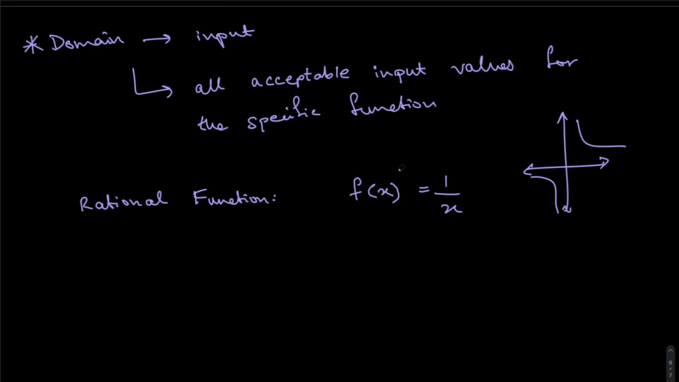Now this function exists for all values except x not equal to 0. So the domain is all values: x belongs to all real numbers, but x does not equal 0. Because if we put 0 for x, we're going to have 1 upon 0, and 1 upon 0 is infinity, or in more technical terms, undefined. If we don't have a definite output, we can't call it a function. Hence, to call 1 upon x a function, we restrict the domain and only take in the acceptable values to make it a function.